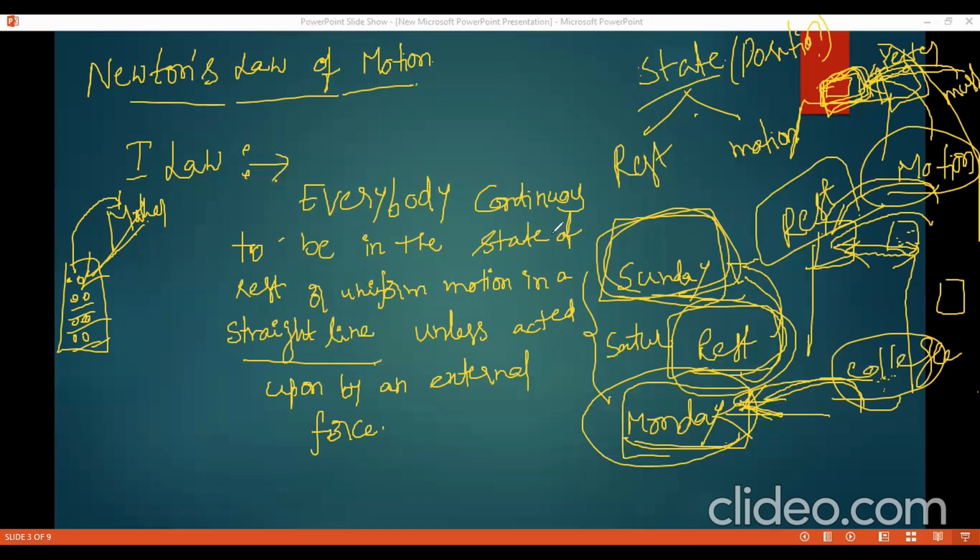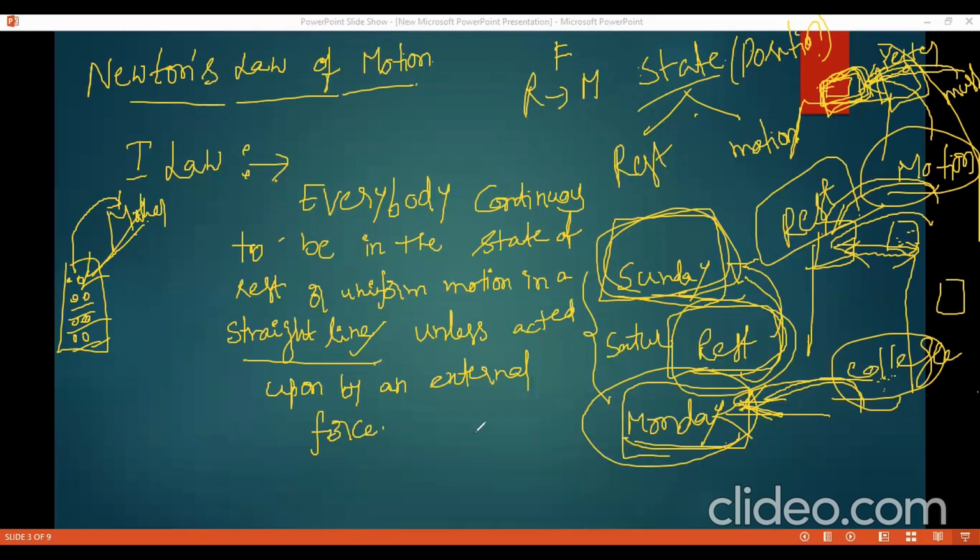So everybody continues to be in the state of rest or uniform motion in a straight line unless acted upon by an external force. Everybody continues to be in the state of what? Either rest or uniform motion. But it should be in a straight line. The state changes, say rest to motion, when you apply a force.